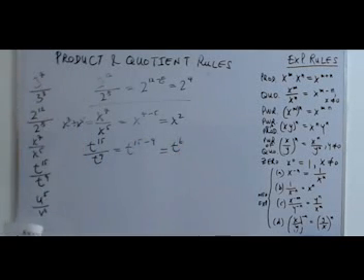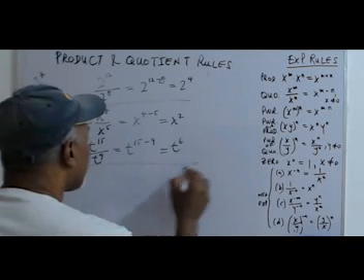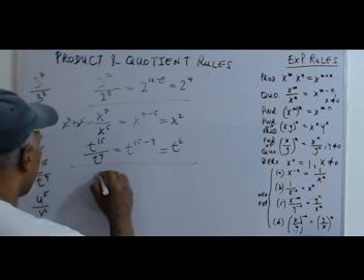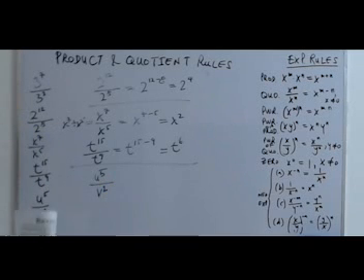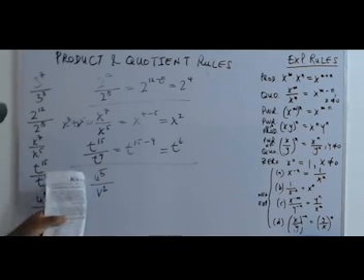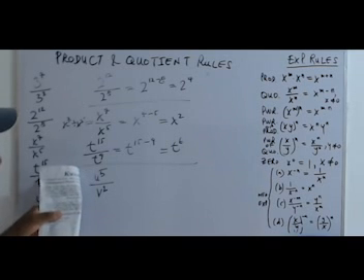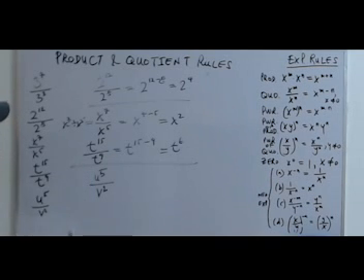Now this last one is different because we have u to the 5th over v squared. Now, we can't apply the quotient rule to this because, yes, they're both exponential expressions, but the bases are different. In the numerator, we have a base of u. In the denominator, we have a base of v. So this cannot be simplified by applying the quotient rule.